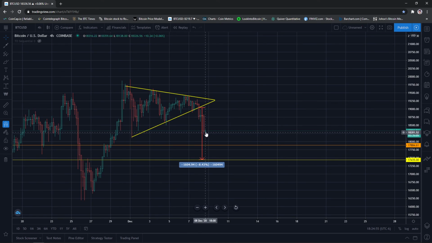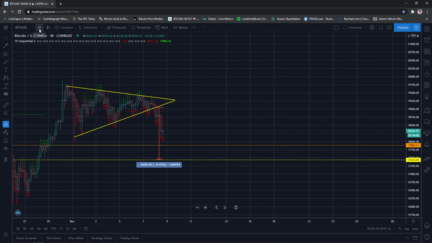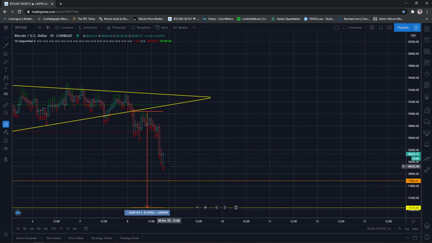It looks like we're already starting to bounce, but this is a support area from the previous exhaustion line, and then we ended up breaking out from it. It looks like we're getting a bounce here. We can look at the hourly real quick. The hourly is on an 8, and that 8 went below the 7 and the 6. So that's an indication that this could be the reversal.